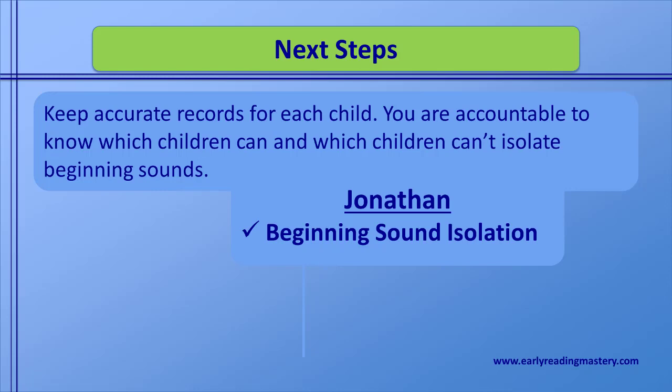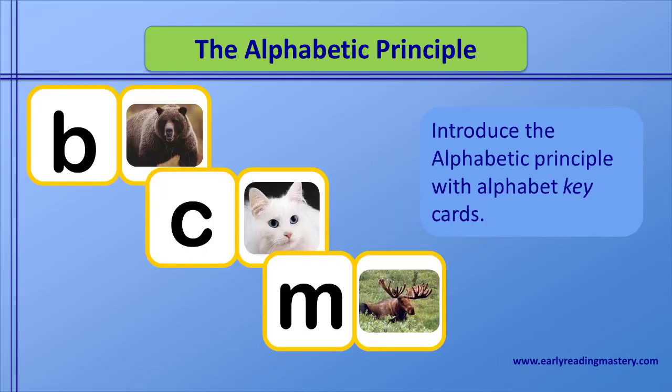Keep accurate records for each child. If you are a classroom teacher, you are accountable to know which children can, and more importantly, which children can't isolate beginning sounds. When a child can isolate beginning sounds, I can confidently introduce him to the alphabetic principle using the stand-up alphabet cards. I'll ask the child, "What is the beginning sound of bear?" She'll say B, and I'll point to the letter next to the bear and say, "That says B."